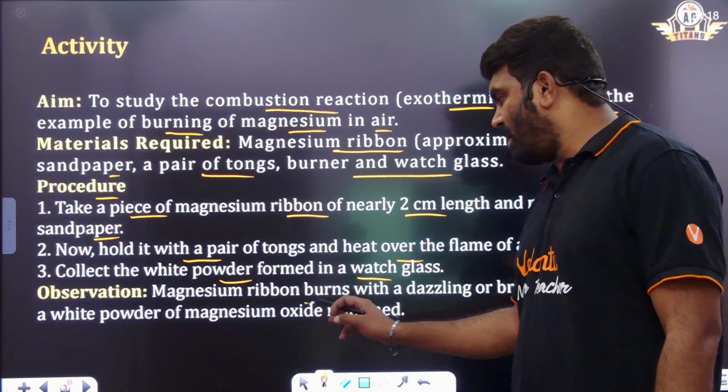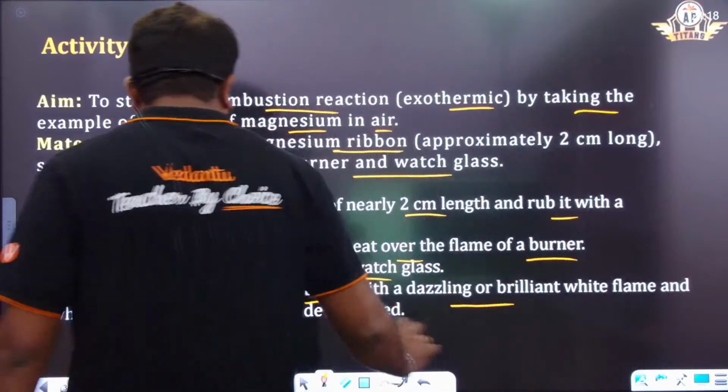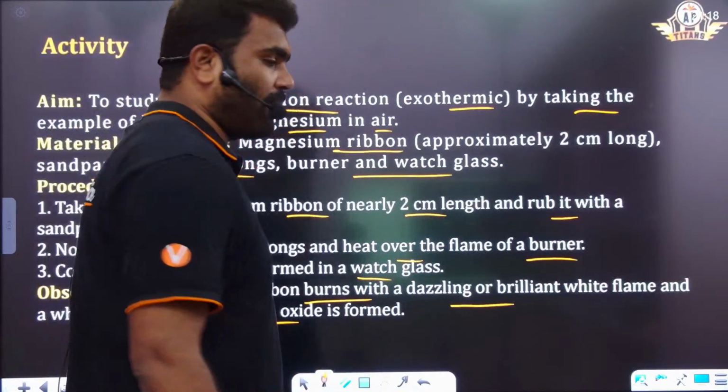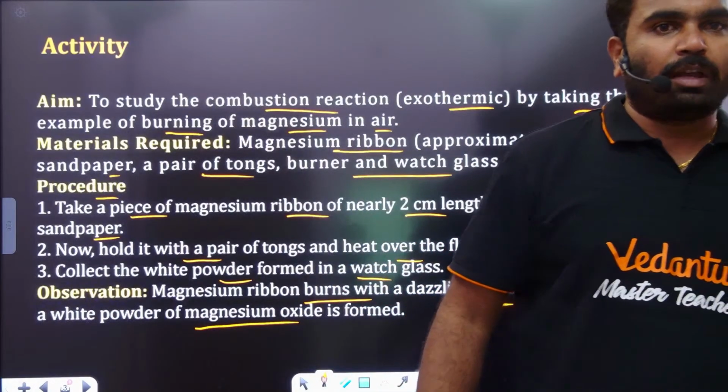So observation: magnesium ribbon burns with a dazzling brilliant white flame, and a white powder of magnesium oxide is formed. Okay. So here we can see this.